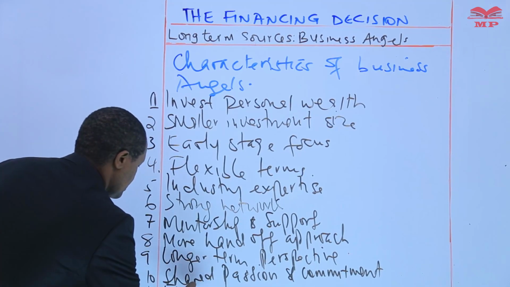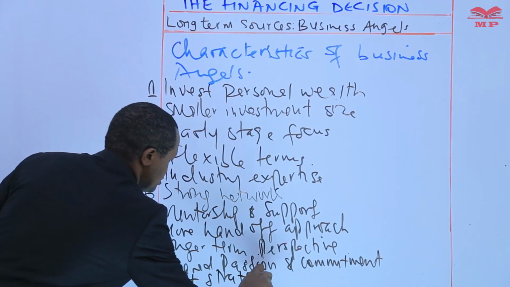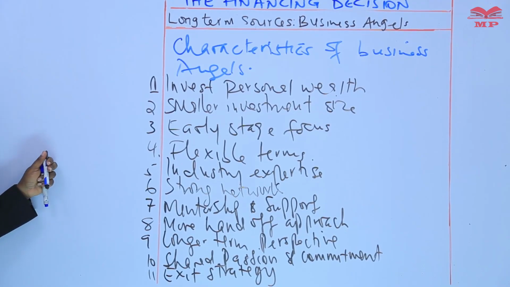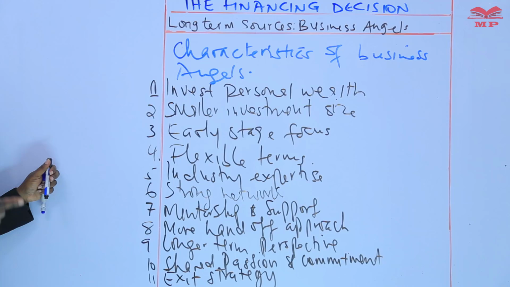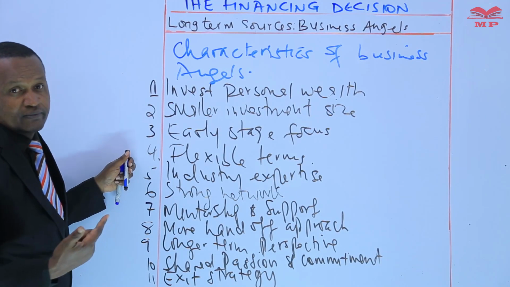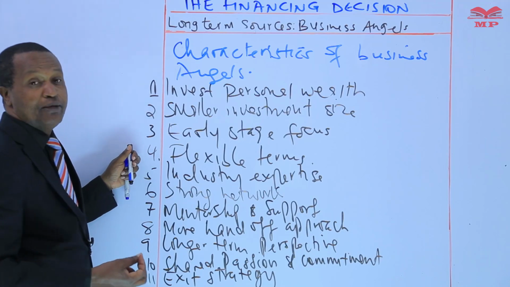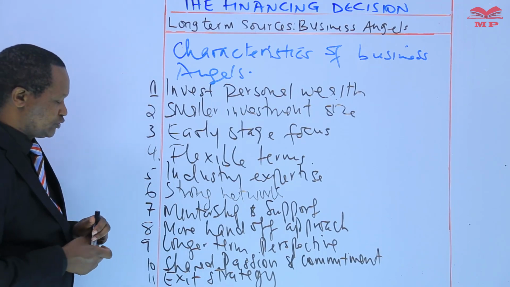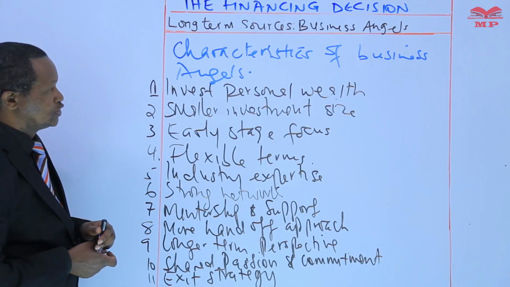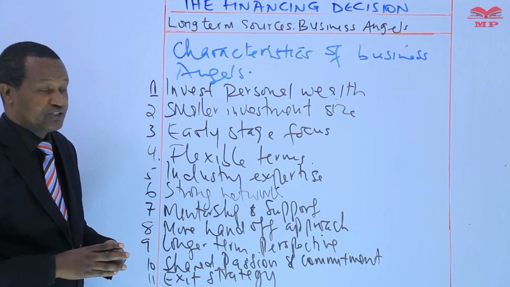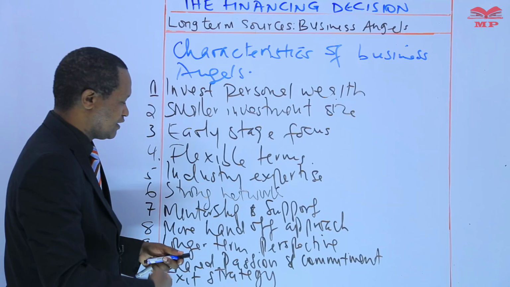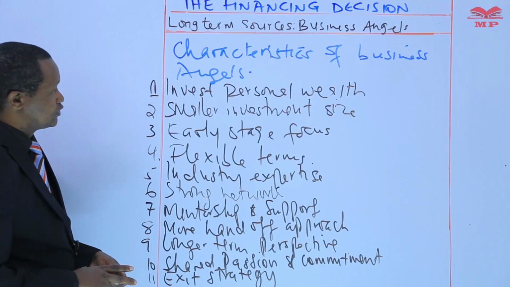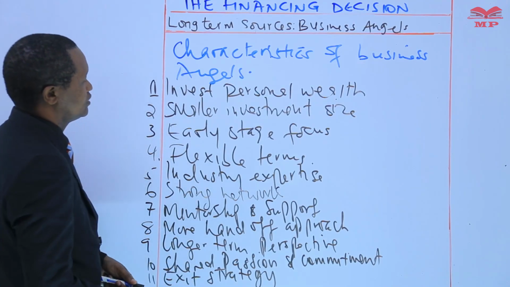Eleven, exit strategy. Now, while they are patient, they still require an exit strategy. The exit strategy may be an IPO, it can be acquisition, which is aligned with the founder's long-term vision. So business angels, just like venture capitalists, have an exit strategy, though their perspective is longer. They have a longer term investment horizon as compared to the venture capitalists. So these are 11 characteristics of business angels.